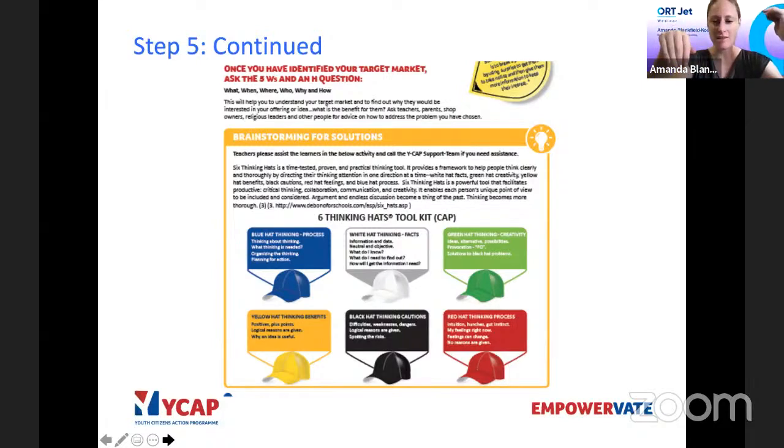And then the red hat is the feeling process. So intuition, hunches, instinct, my feelings right now, there's no reasons for it. It's just a feeling, a gut instinct, like I know this is going to work. So those are the 6 different hats.